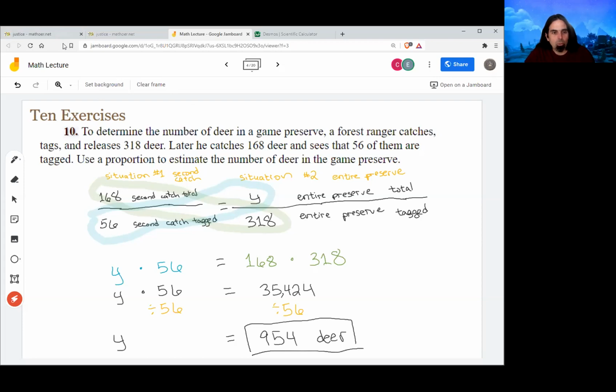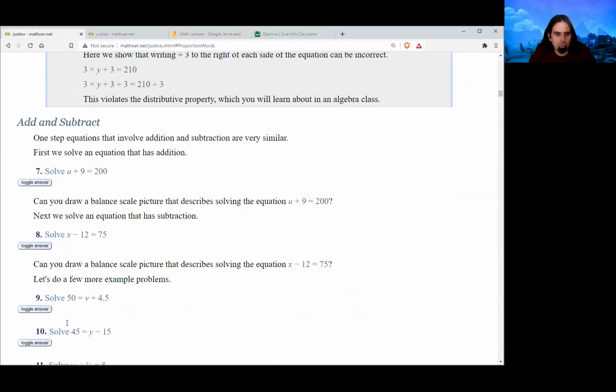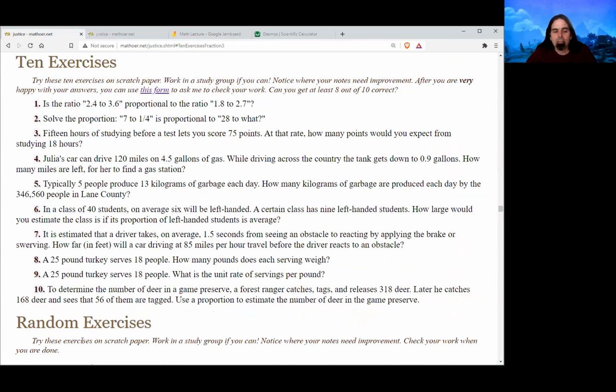Okay, other homework questions with the 10 problems for proportions.